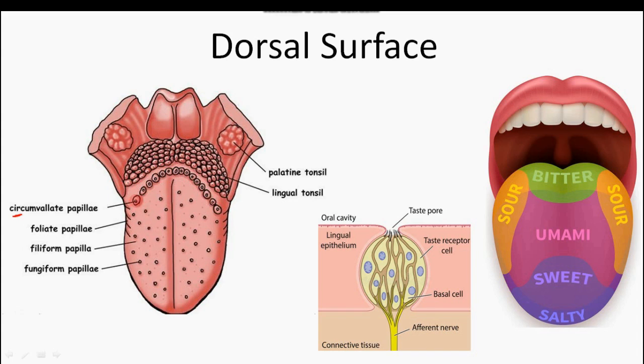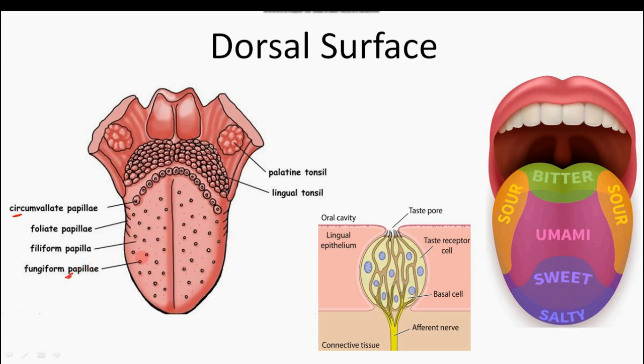And here we can see another projection. So they have taste buds. These taste buds are present in the circumvallate papillae. So the next papillae is the fungiform papillae.